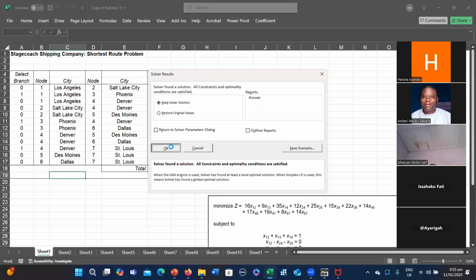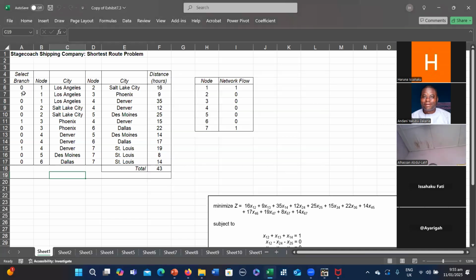And you see under select branch, the branches that are selected, the ones you remember. Where you see 1 in the select branch, it means that that branch is selected. So it means we are selecting branch 1, 3.